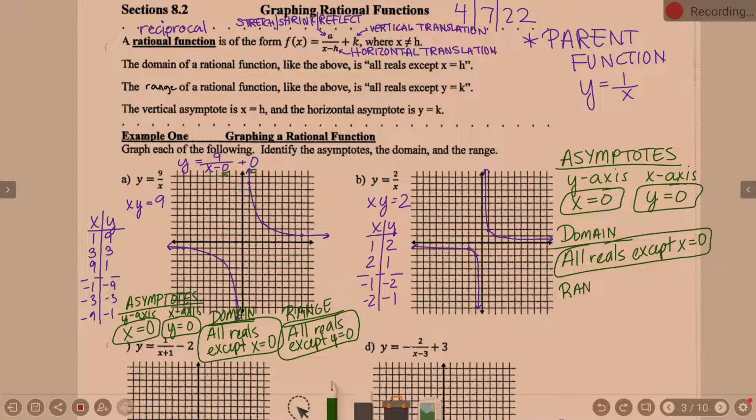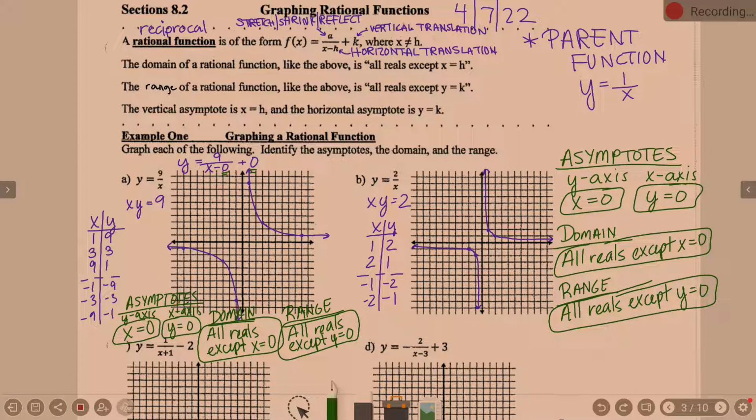And range. All reals except y equals 0. Okay, range is always all reals except the y asymptote. And the y asymptote is how far we moved up and down. Okay, what is the one value we're not at the level of on the y-axis? And that is 0.